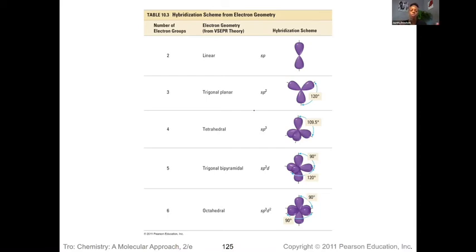4 electron groups, name would be tetrahedral. The hybridization would be sp3. Count those letters, 1 S and 3 P's gives me 4. 5 electron groups would be trigonal bipyramidal. And so the hybridization will be sp3d. And 6 electron groups, the name would be octahedral, and the hybridization will be sp3d2. Okay, and these are what are determining the actual shapes that we're observing.